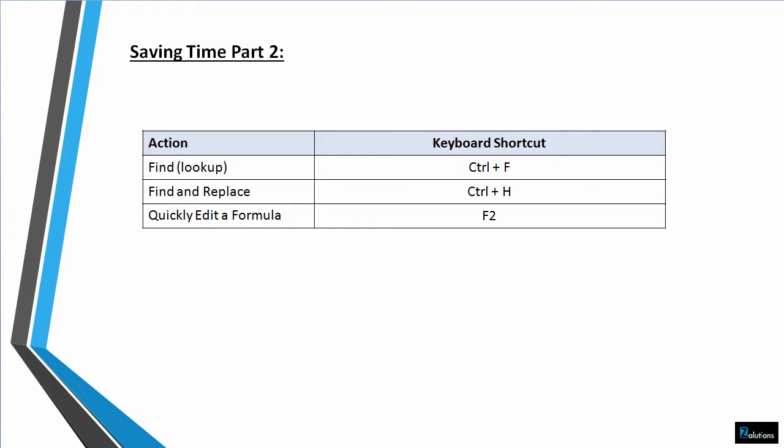Finally, if you want to quickly edit a formula, click F2. This will place your cursor at the end of the formula contained in the selected cell. Here you can then edit the formula by using the left or right key to move the cursor to the spot in the formula that you want to edit.